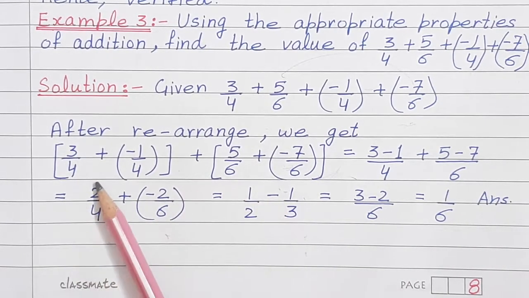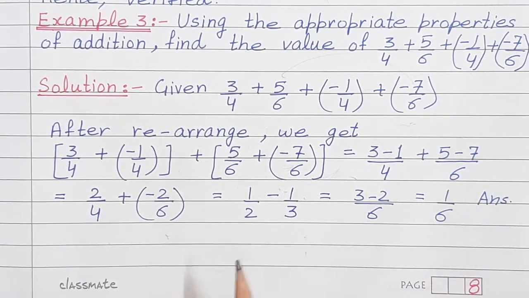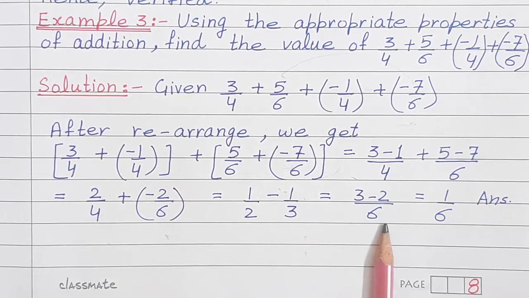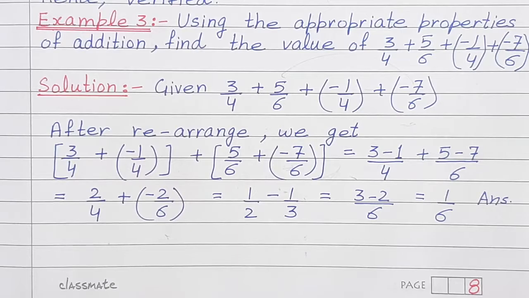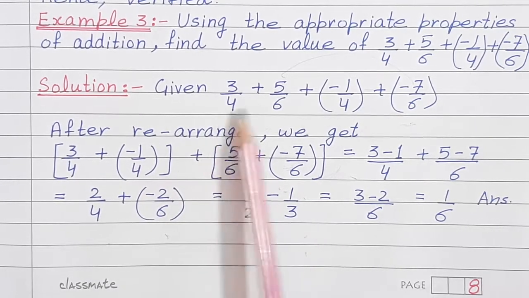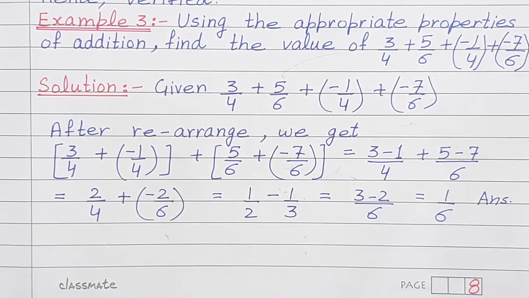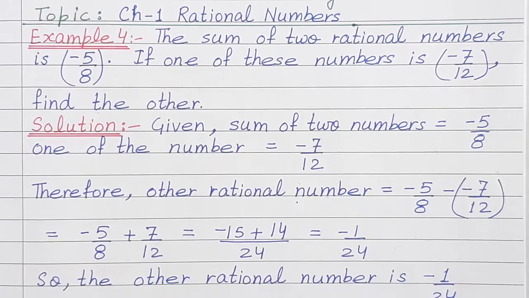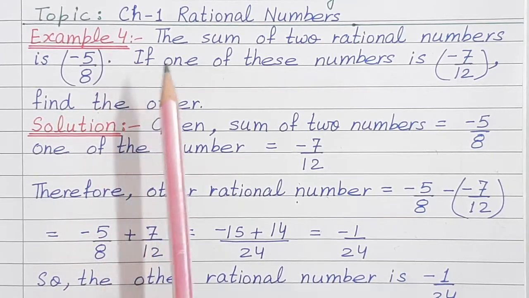So after solving the two brackets separately, we will get 1 upon 2 minus 1 upon 3. So after taking the LCM again, that is 6, our final answer is 1 upon 6. So after rearranging them in order, the calculation becomes simple. Clear? Now let us discuss example number 4.